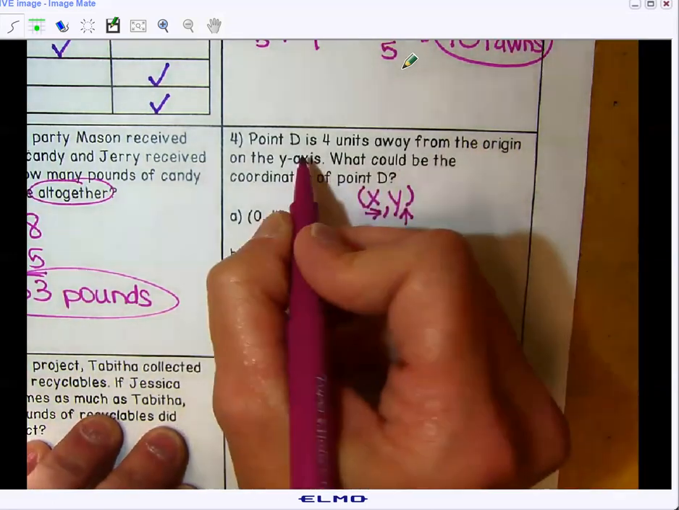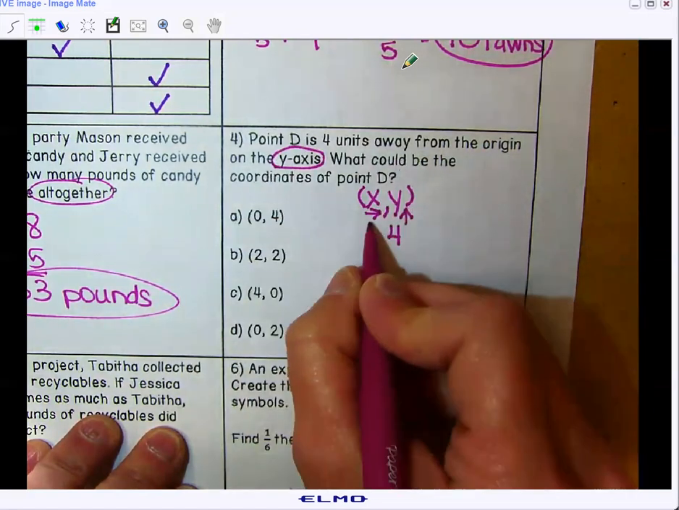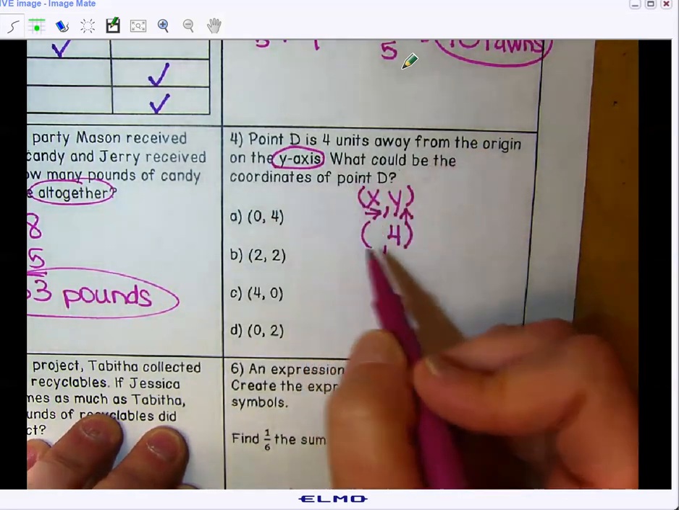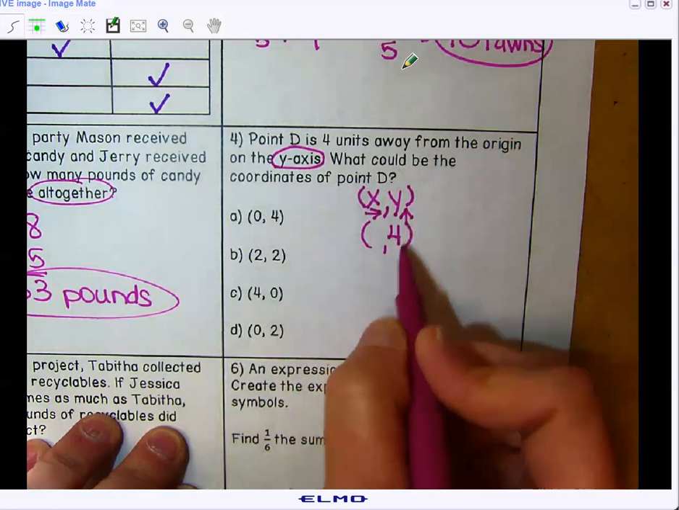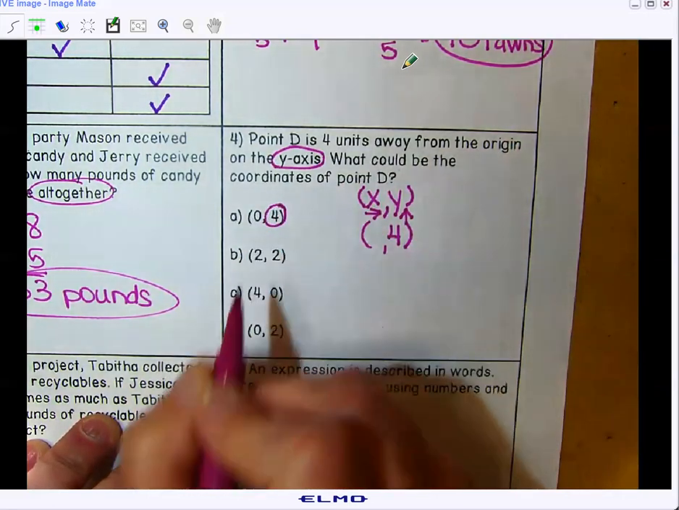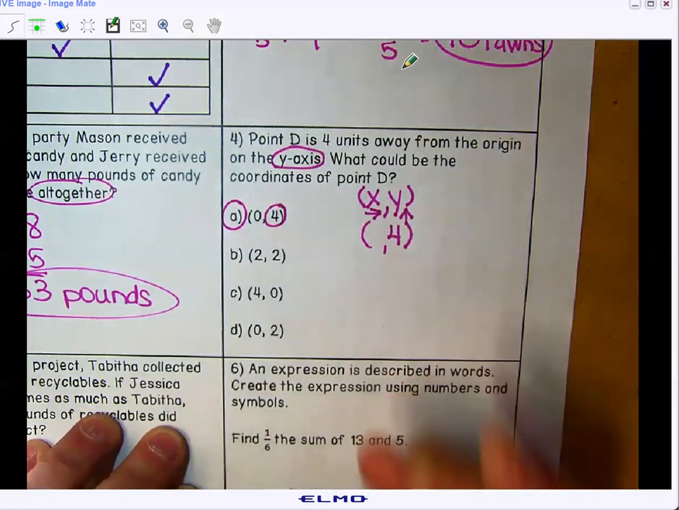So if we want the y-axis to equal 4, we want to know what coordinates point D would be at. So we need to make sure that y is equal to 4, and this one is equal to 4. So that means that the x value will be 0. So A is the answer.